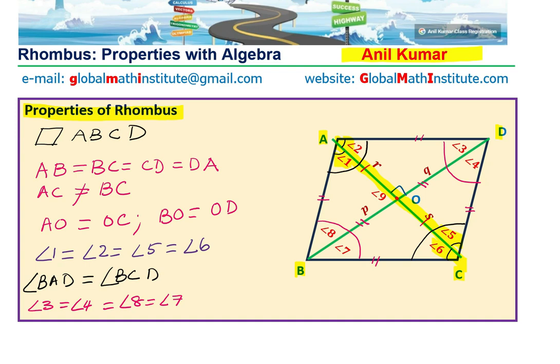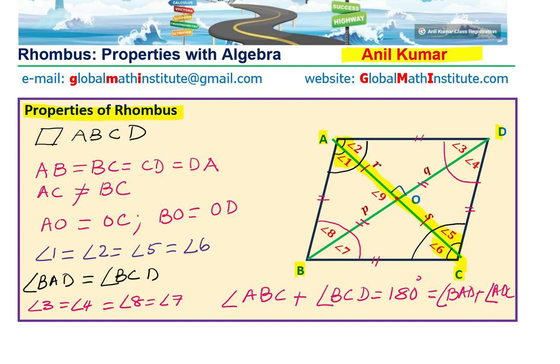Now, one more important thing here is that the adjacent angle sum is 180. That is to say that the angle ABC plus angle BCD is equal to 180 degrees, and it is also equal to angle BAD plus angle ADC. So sum of adjacent angles is 180 degrees. So there are so many properties which we can see for a rhombus right there.